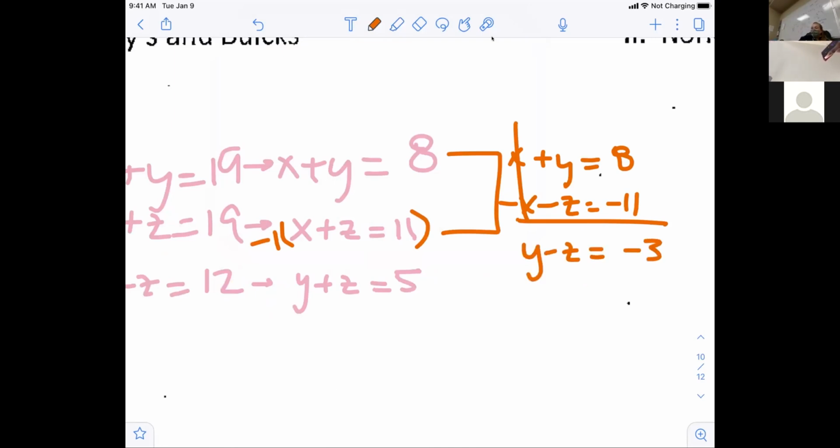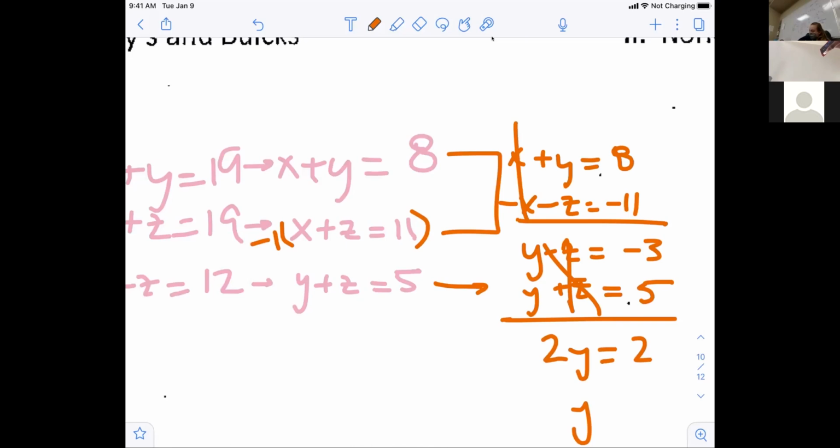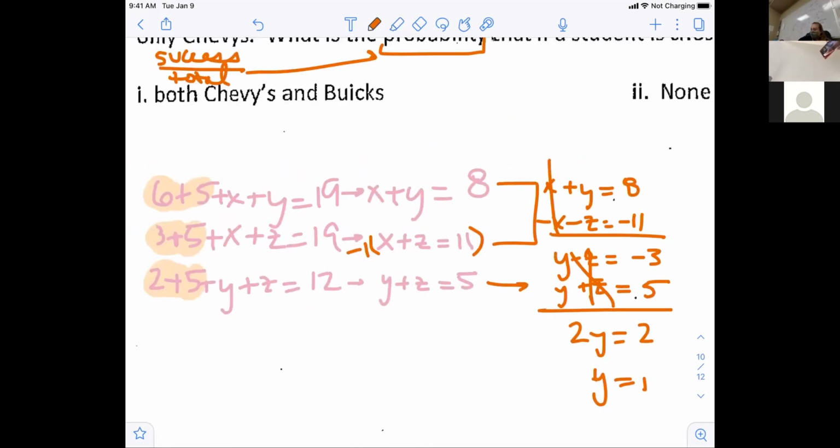The only reason I did that is because now I'm going to combine it with the last equation, which is y's and z's. Y plus z equals 5. Oh, and I don't even have to multiply. My z's cross out, and I get 2y equals 2, which says y equals 1. I know I did that a little quickly, so I'll leave it up. So I combined my first two equations using elimination, and then I took that answer and combined it with the third one to get y all by itself.